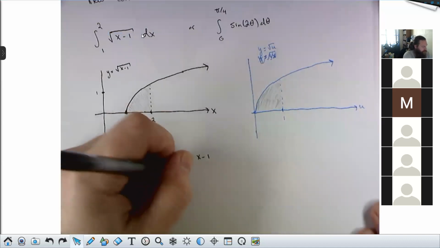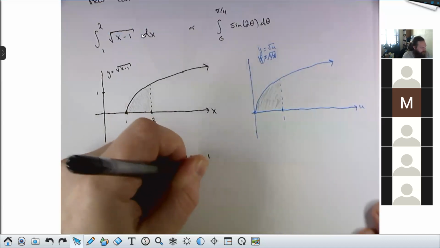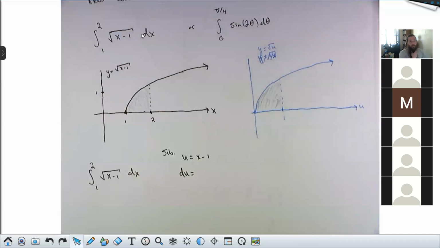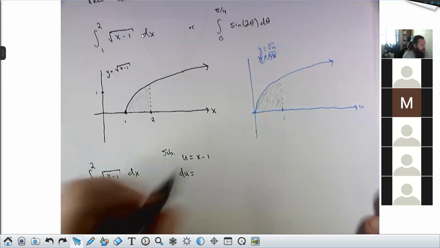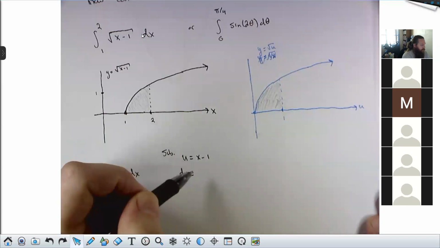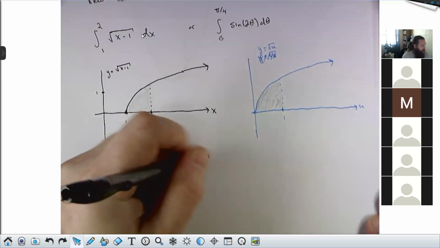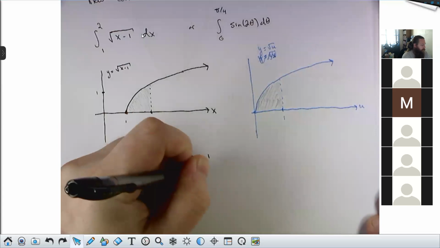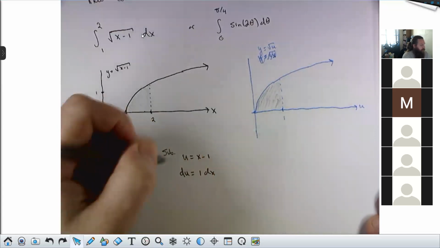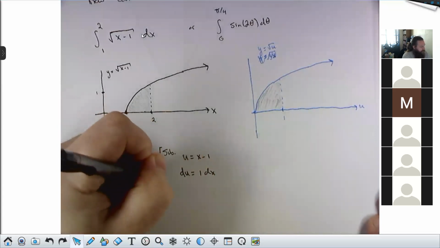Every time you make a substitution, you need to immediately calculate the differential. Remember differentials? Way back when we talked about linear approximation, we also talked about what a differential was. And I said, we're going to use this later, but we're not going to stress about it here. Here is the later. du is the derivative of x minus 1 times dx. The derivative of x minus 1 is just 1. So du is 1 dx. I'll show you why this matters in our next example.